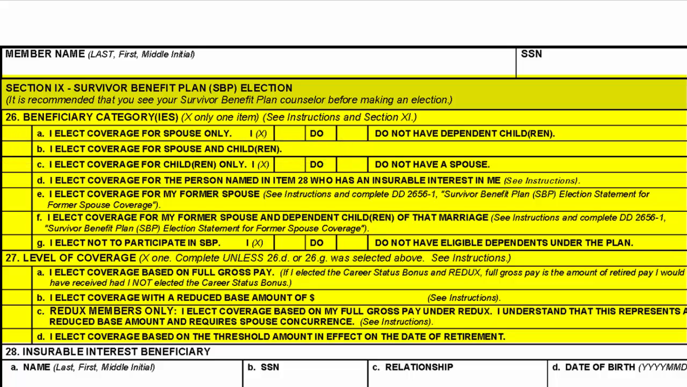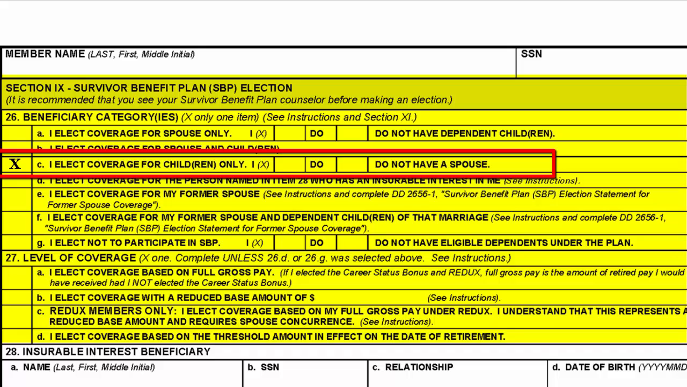26C, I elect coverage for children only. In the event you have children, however you are divorced or widowed, you will put an X beside C. Then you will put an X to the right beside I do or I do not have a spouse. If you do have a spouse, again your spouse will have to sign saying that they are aware of this decision. If you do not have a spouse, you will put an X beside do not have a spouse.